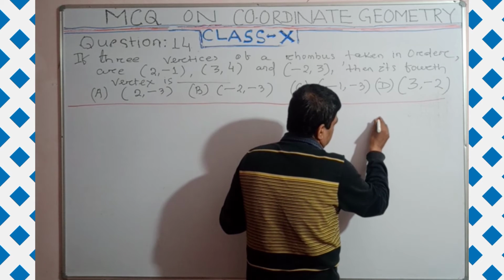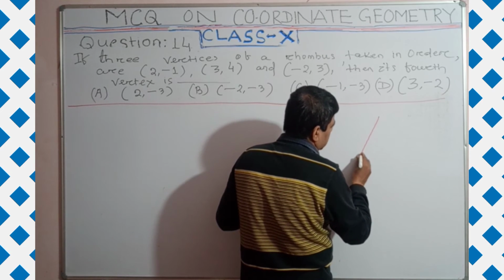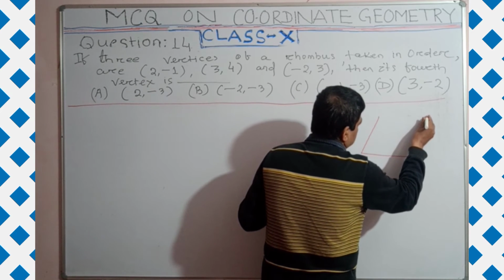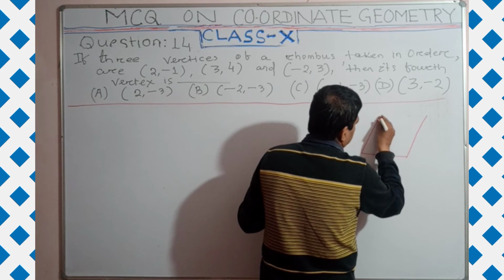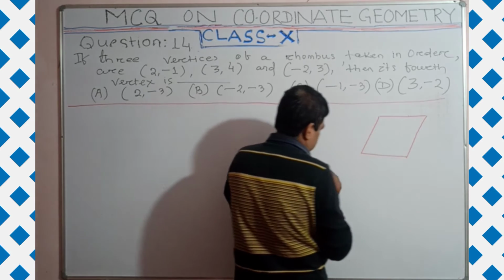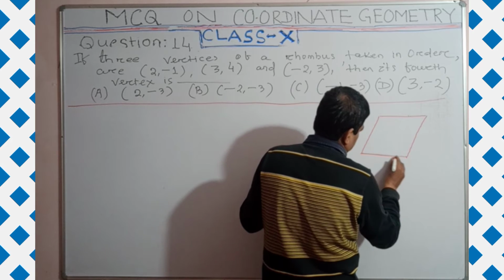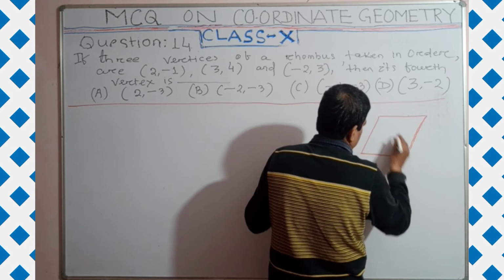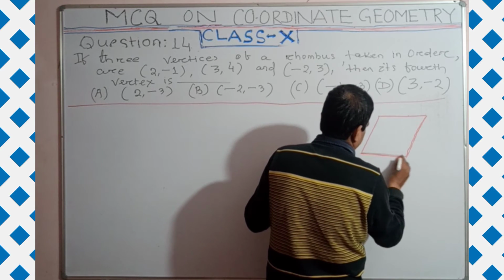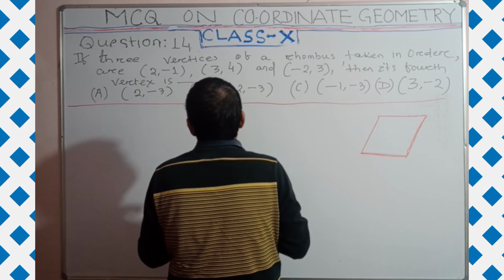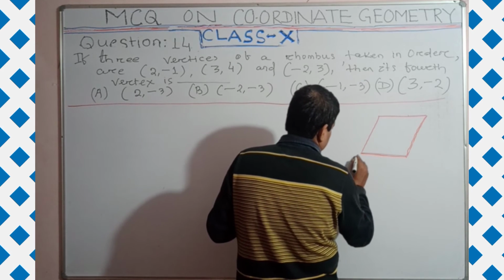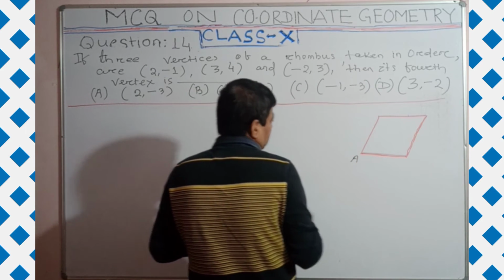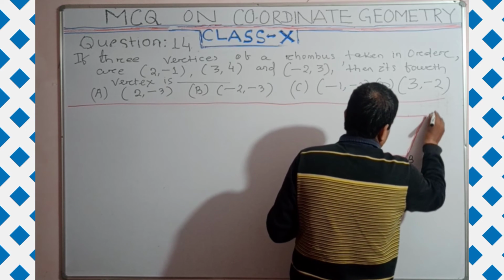So the rhombus is given here, and all of you know the properties of a rhombus. Three vertices are given in order. Let ABCD be a rhombus.